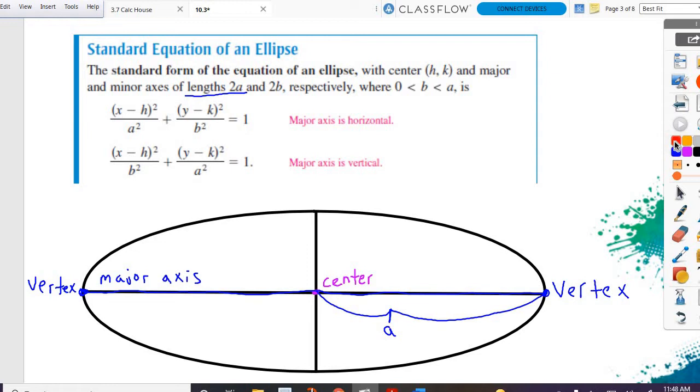Likewise, our minor axis goes up and down, so that's where our co-vertices are. Which means that the length from the center to a co-vertex is what? B instead. Because it tells us that the length of our minor axis is 2B.